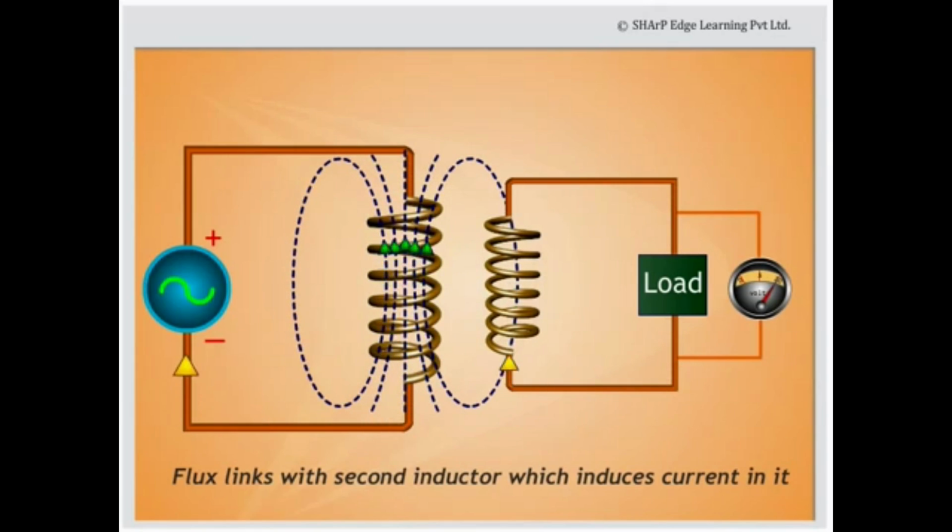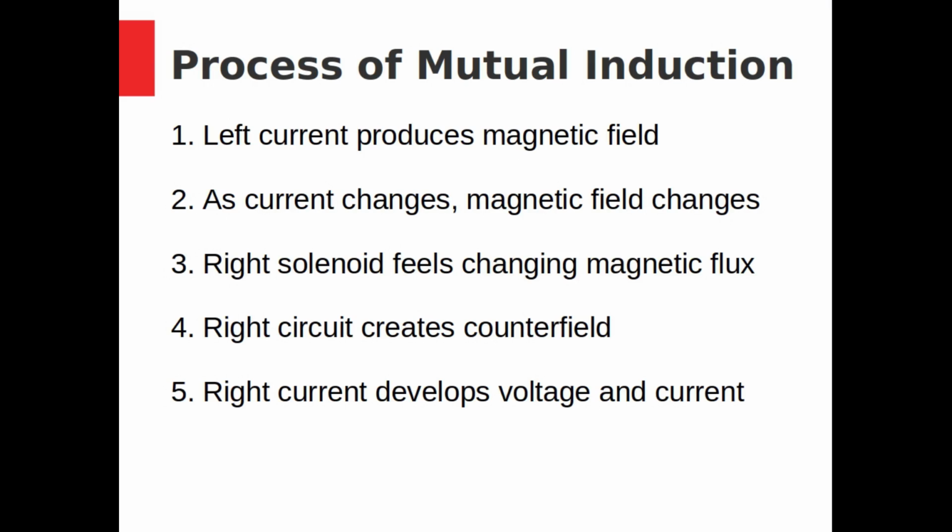So, let's briefly review the steps of this process. The left circuit contains a current, so it creates a magnetic field. As the current in the left circuit changes, the generated magnetic field also changes. The right solenoid feels a changing magnetic flux. The right circuit opposes that changing magnetic flux by creating a counterfield. And to do this, it must develop a voltage and a current.